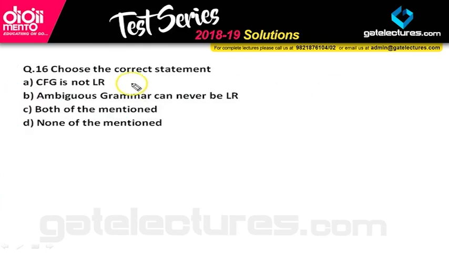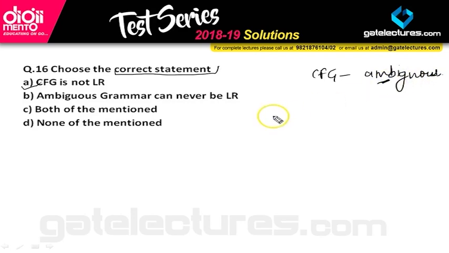So we have our next question, which says choose the correct statement. The first option is context-free grammar is not LR, meaning a CFG cannot be parsed by the LR parser. The next says ambiguous grammar can never be LR. We have to pick out the correct statement. Let's look at them one by one. Context-free grammar is not parsed by an LR parser. This is right. Why? Because we know context-free grammar sometimes can be ambiguous.